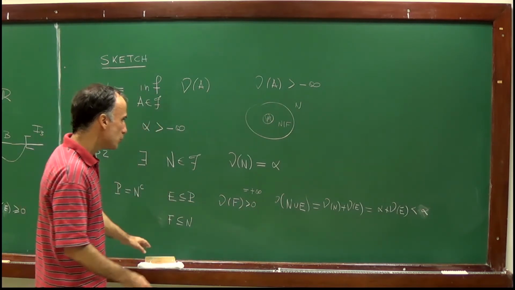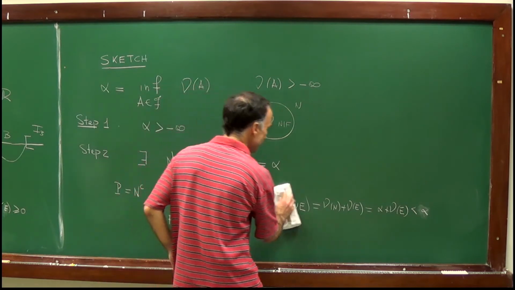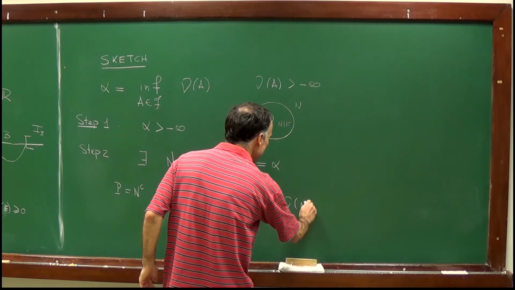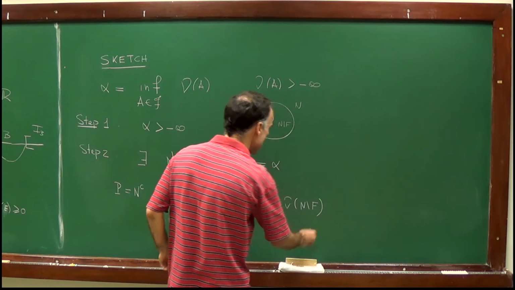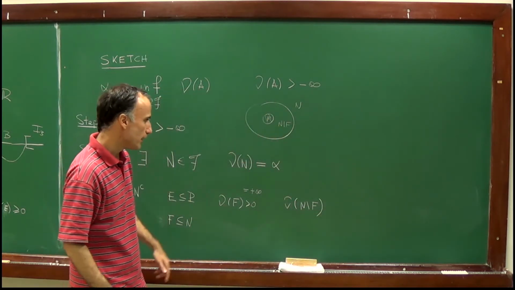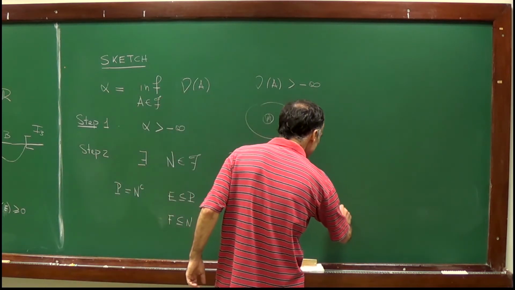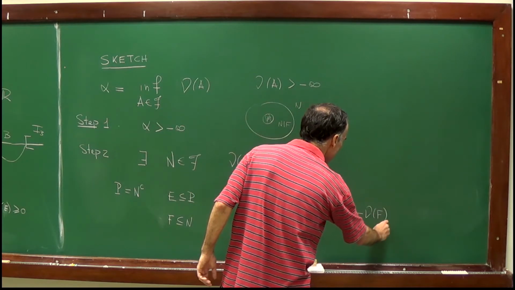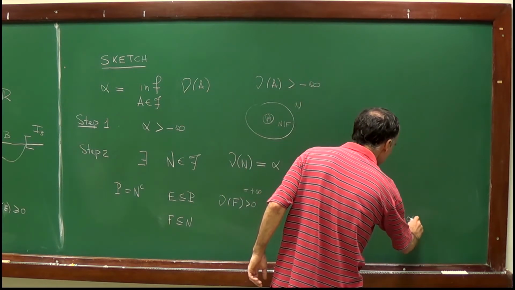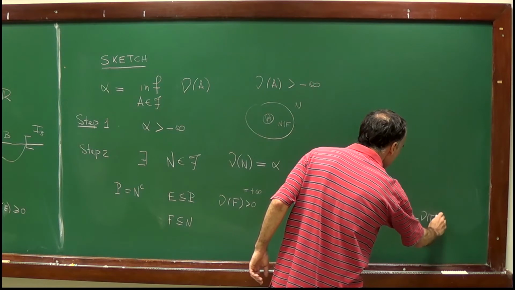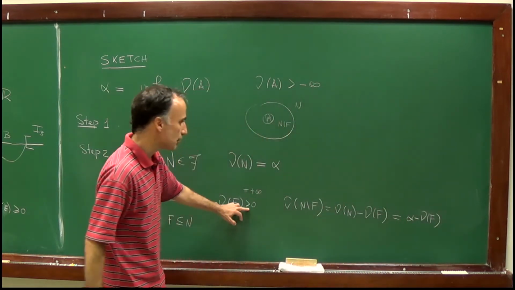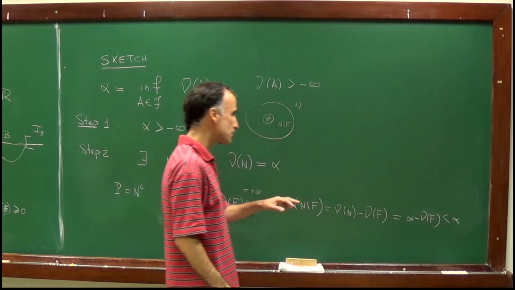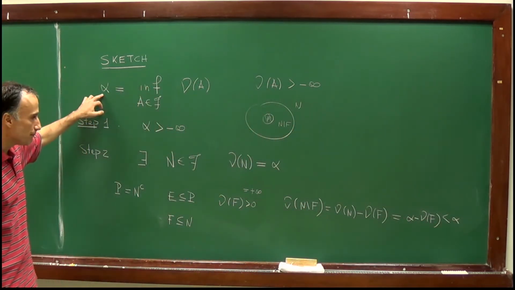number. So now let's consider nu of N minus F. Since nu of F is a real number, this is nu of N minus nu of F. Nu of N is equal to alpha. By assumption, nu of F is strictly positive, so this is strictly smaller than alpha, and it's again a contradiction with the definition of alpha.